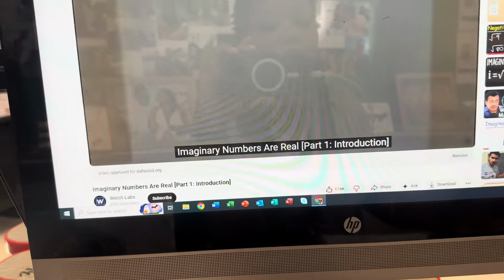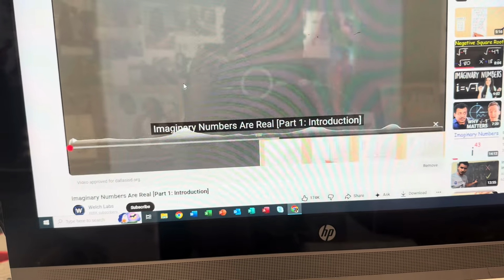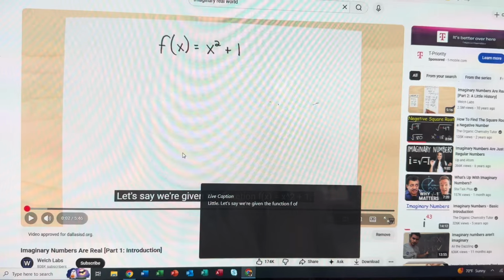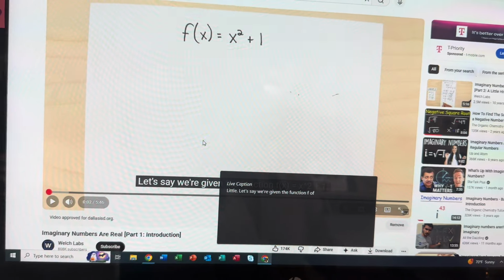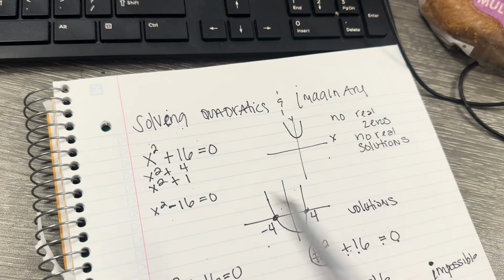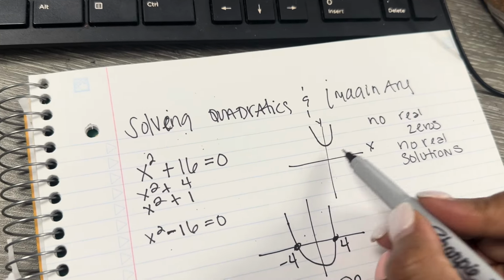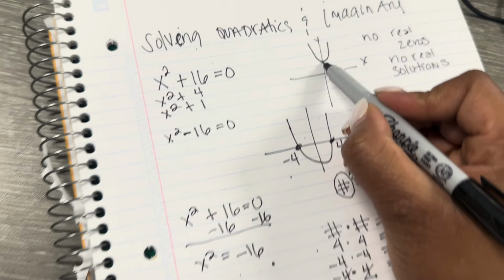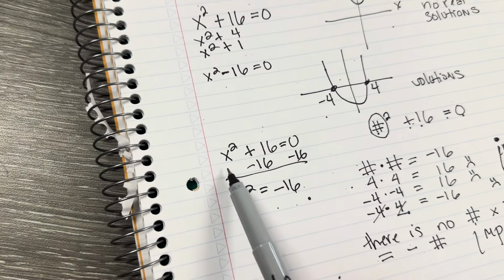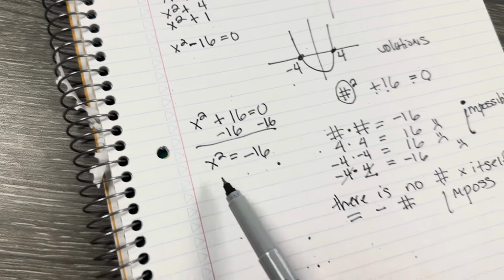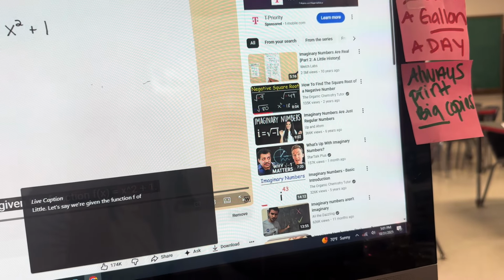Impossible. So I want you to watch this video, Imaginary Numbers Are Real, real quick. Let's say we're given the function f of x. And we're gonna see why visually there are no solutions, no real ones. Why does this not touch the x-axis? And why is it that if you were to try to solve for this x value, we're figuring out there are no x values. It's impossible. Okay, so I want you to look at it visually here.